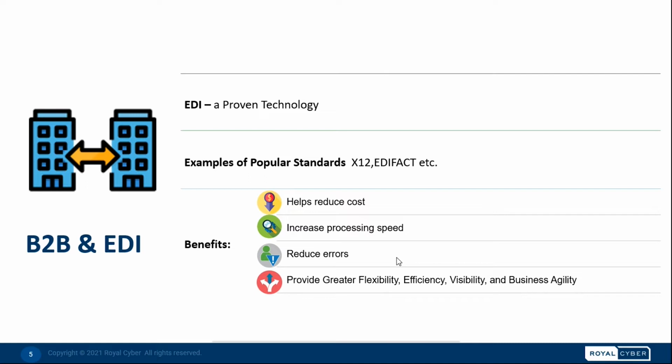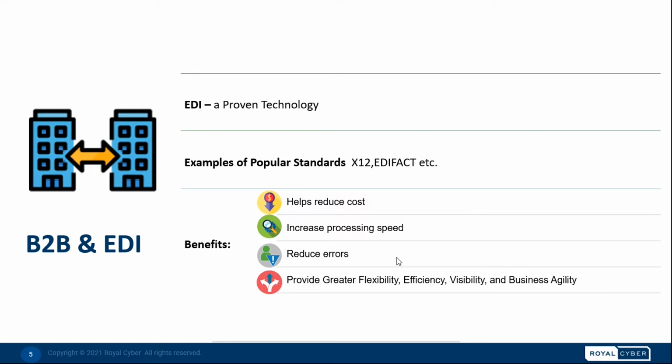This exchange of business documents between business partners using a mutually comprehensible and standard format helps reduce cost, increase processing speed, reduce errors, and provide greater flexibility, efficiency, visibility, and business agility. And in contrast, the lack of connectivity has many negative impacts on competitiveness. Some of these negative impacts are inefficient processes, longer delivery times, prolonged order to cash periods, or high overhead costs.